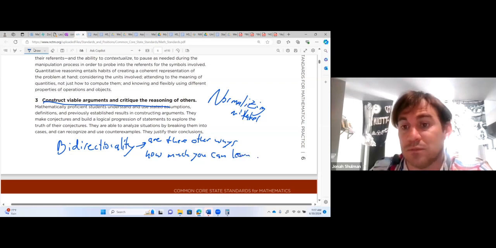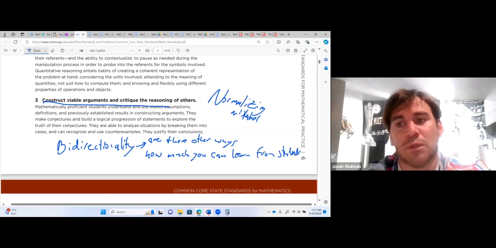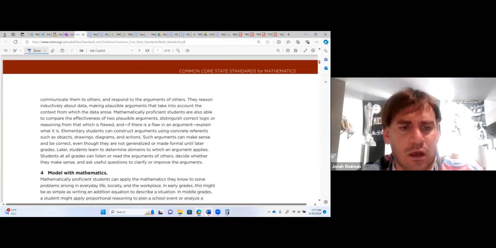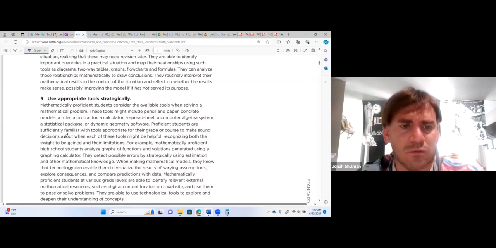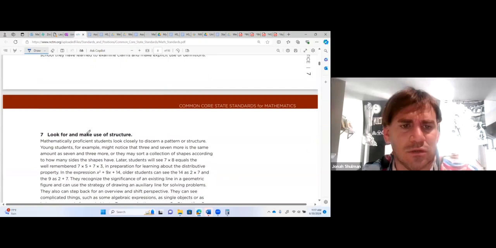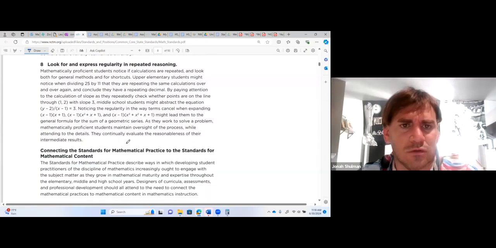This is like the biggest piece. If you keep this piece going, it's going to make so much sense. And then we've got modeling with mathematics. I've got a whole thing on making models and using appropriate tools, attending to precision, looking for and making use of structure, looking for and expressing repeated reasoning.